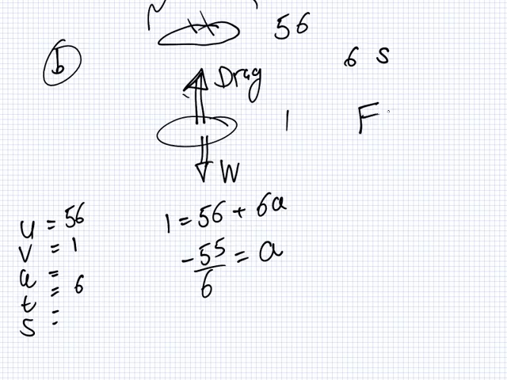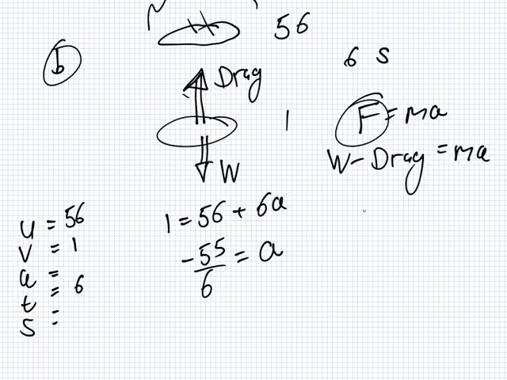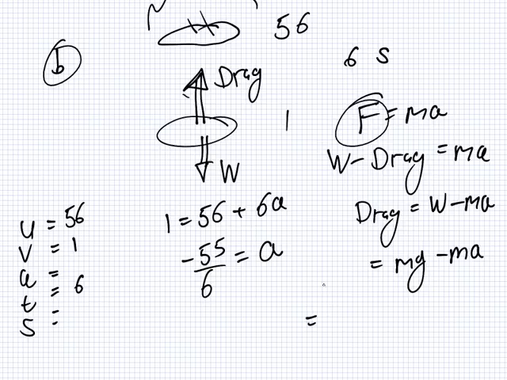We also know F equals MA. What's the F here? W minus drag, which is MA. So what does drag equal? W minus MA. What's W? Mg, isn't it? Minus MA. Okay, so let's calculate the answer. What did I say his mass was? 60. Now I've taken down as positive, so I have to be very careful with my signs here. 9.81 minus 60, 55 over 6.